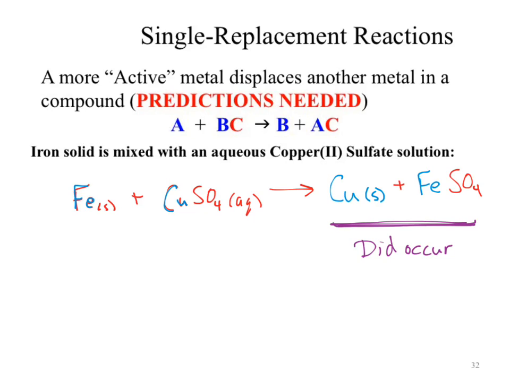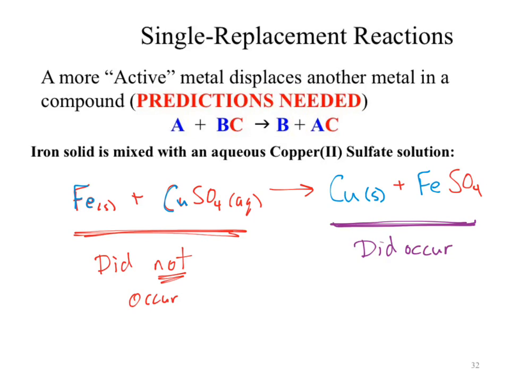Okay. Which metal is with a compound? Iron. Which is the more active metal? Iron. That's if the reaction did occur. What if the reaction did not occur? What would we expect to find when we looked at the solution? We would see the iron solid. This would be our did not occur.